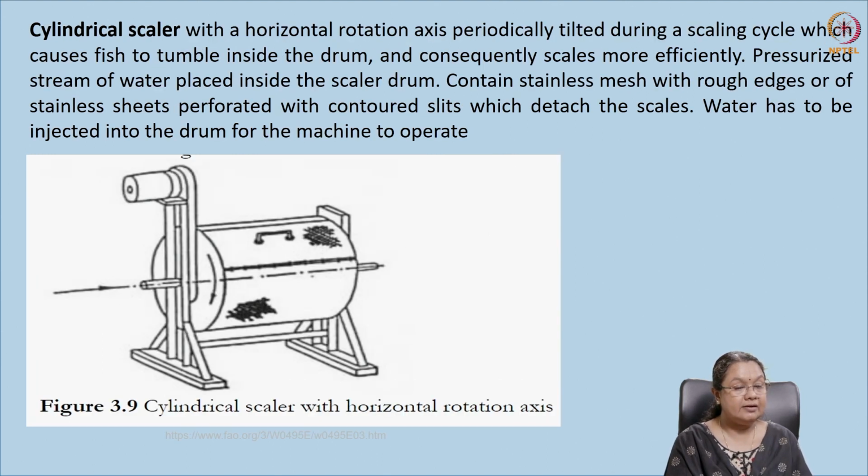So this is a cylindrical descaler. The cylindrical scaler has a horizontal rotational axis, and it is periodically tilted during the scaling cycle, which causes the fish to tumble inside. It's more like the cement mixer, where again it is placed at an angle. So initially it is rotated on the horizontal axis, but during the scaling process it is tilted at an angle, and it also helps in removing the scales efficiently. We can also inject water with pressure inside the scaler drum, which will also enhance the performance of the equipment. These are some of the equipments which are used for removing the scales.